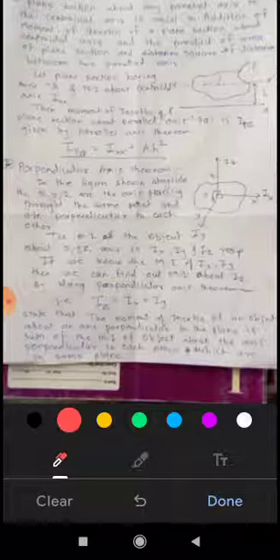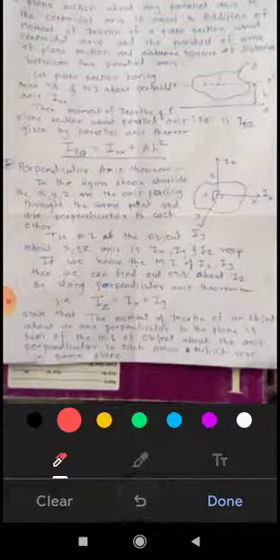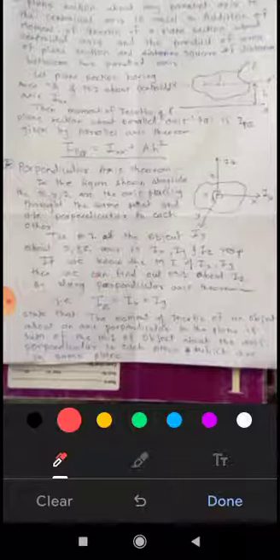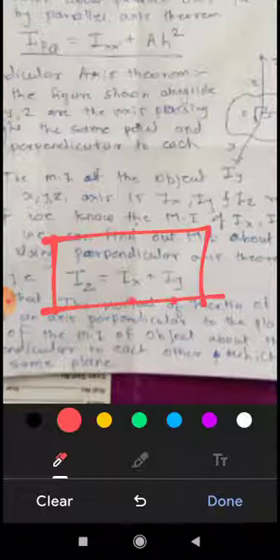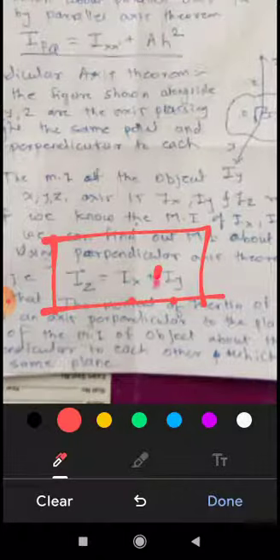If we know the moment of inertia of the body about Ix and Iy, then we can calculate the moment of inertia about Iz by using the perpendicular axis theorem. See over here, this is the perpendicular axis theorem. Iz, which is perpendicular to both x and y, is equal to the sum of the moments of inertia about the two perpendicular axes.